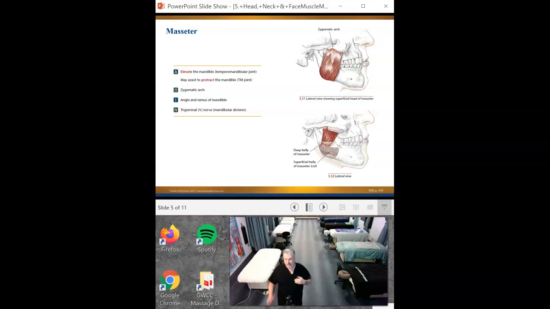A lot of people consider it to be the strongest muscle in the body, pound for pound. That's a little hard to prove or disprove, but you can bite with enough force to bite a finger off. Some people say 300 pounds of force. I don't know if that's quite true, but it's very powerful.